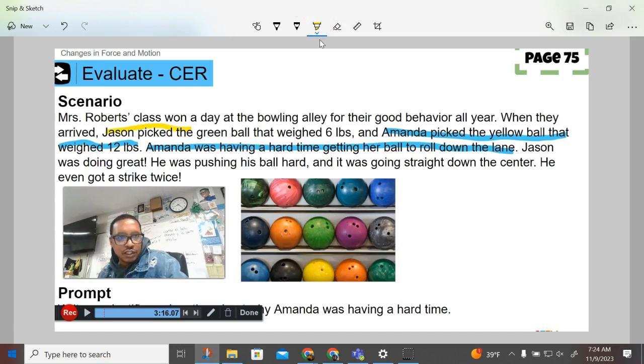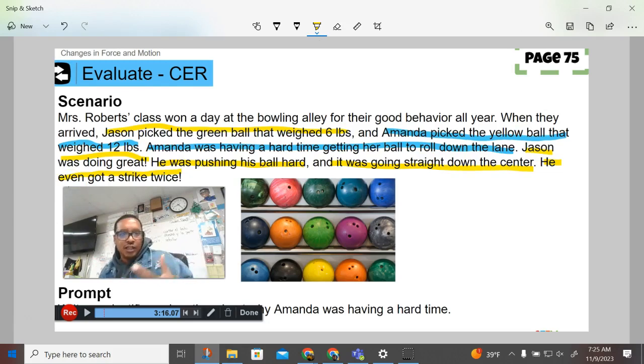So we got Jason, and he picked a 6-pound ball. That's cool. Jason also says he was doing great. Now the awesome thing is it tells us he was able to get the ball to go down pretty fast. It says hard, that means fast, accelerating, or with a lot of force. It was going straight down the center, okay? And he even got 2 strikes. So that tells us a lot about what's going on with Jason. So those are all our pieces of evidence.